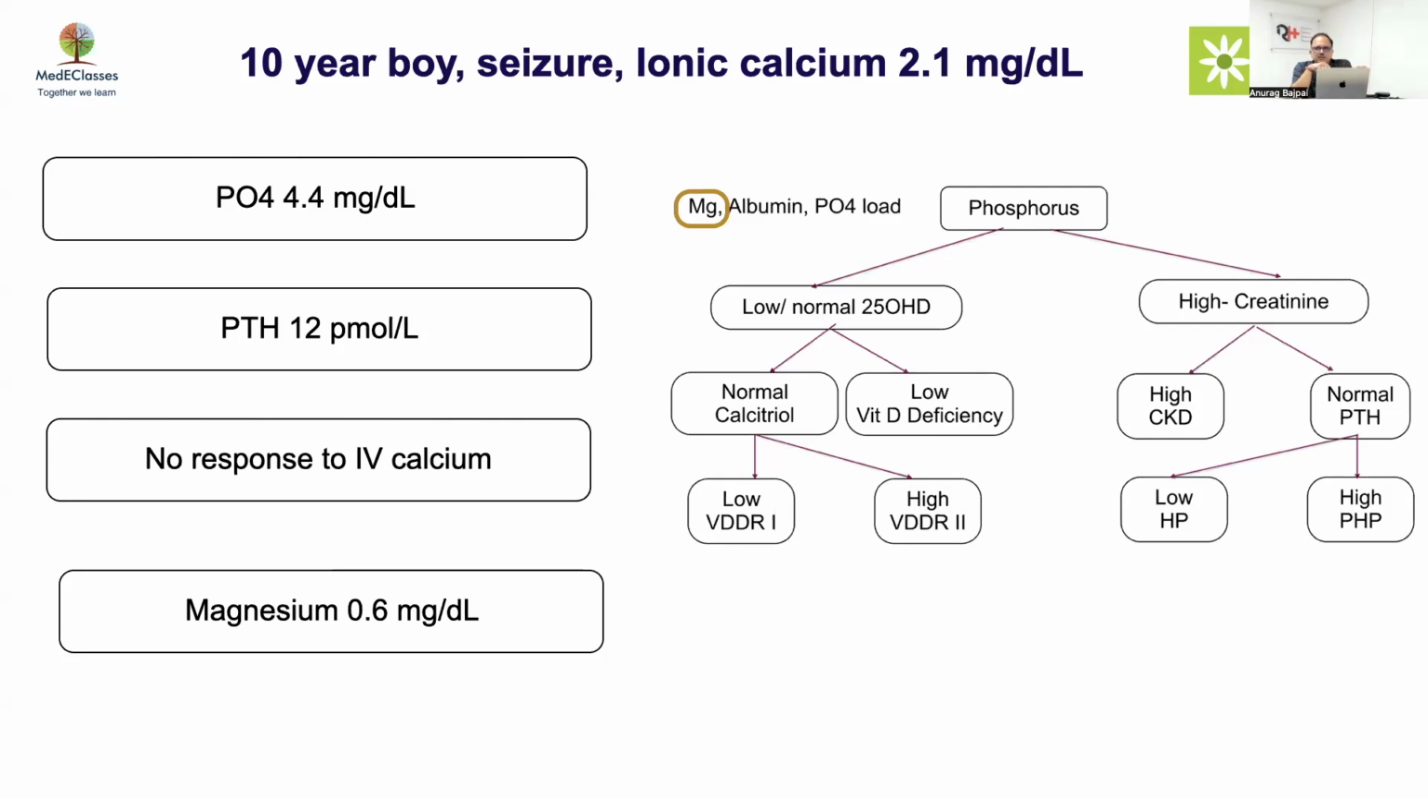If you have low magnesium, what are the three major intracellular ions? Magnesium, potassium, and phosphate. If one is deficient, the other is also deficient. So as we already discussed, if you have refractory hypophosphatemia or refractory hypocalcemia, everywhere magnesium becomes important. So here PTH is dragging it up, but the magnesium deficiency is dragging it down. So that's why phosphorus is nowhere. It's neither low nor high.